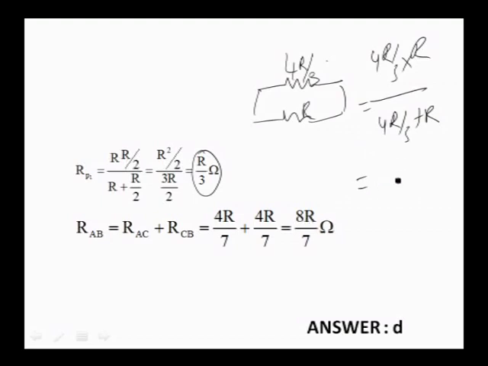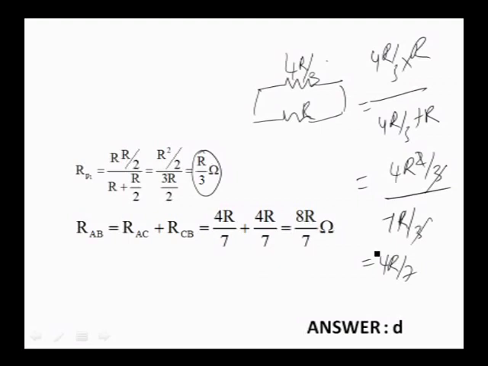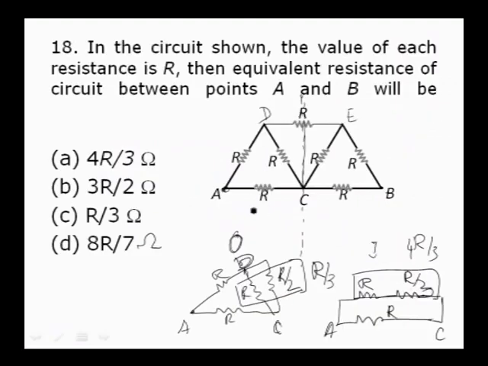This is equal to 4R square by 3 divided by 7R by 3. This 3 cancels, this square and this one cancel. The effective resistance we are getting is equal to 4R divided by 7. This is what we are getting for half. This much is the effective resistance between A and C, equal to 4R divided by 7. Similarly, the resistance between C and B is also the same, 4R divided by 7.